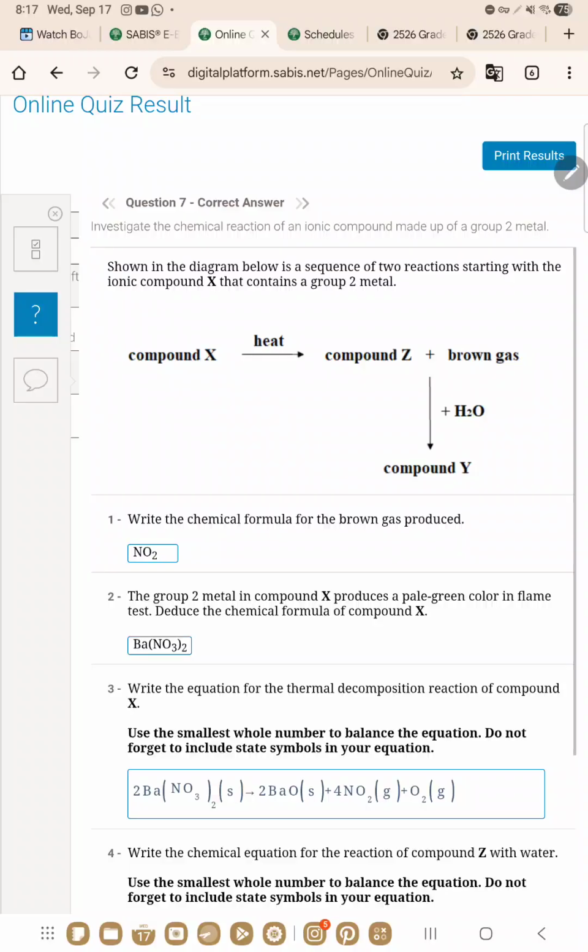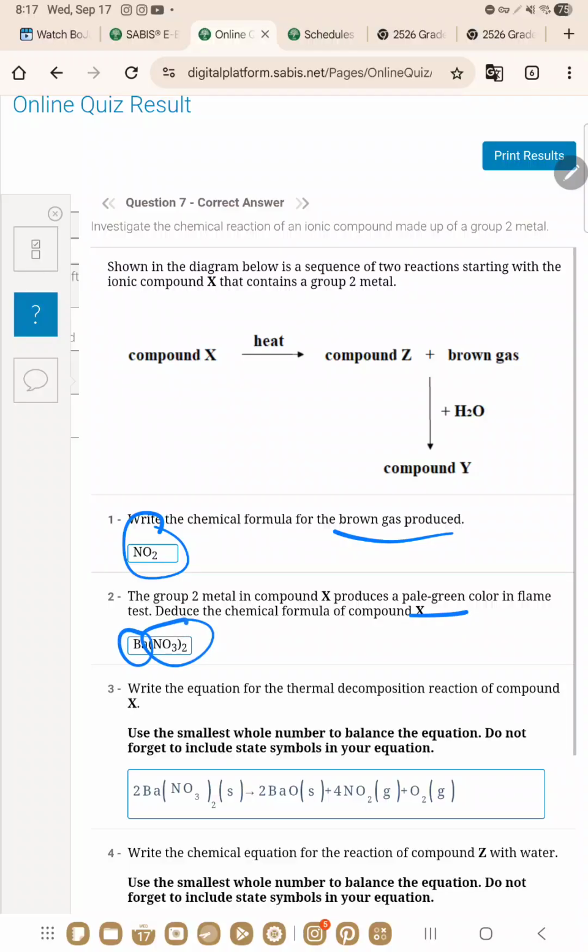So now, write the chemical formula. Whenever you see brown gas, it's not O2. Now, the group 2 metal produces a pale green color flame. Please open your notes, open the book, and find the colors of the group 2 metals. Please read the book, because this year we don't have notes. So now we have pale green color, so it's barium.